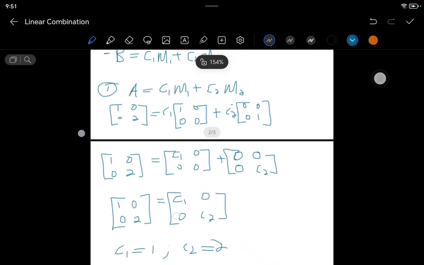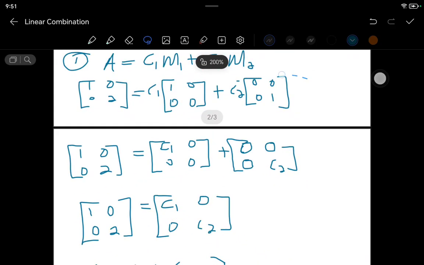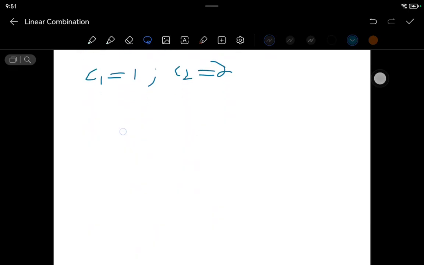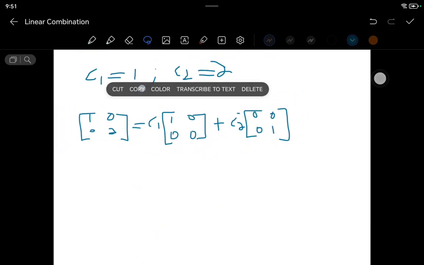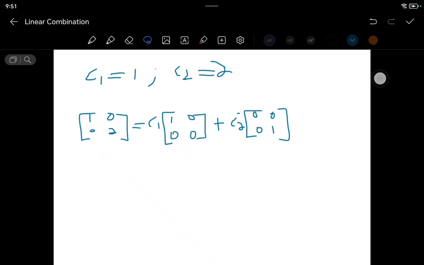Now, after getting this, I need to verify. I'm going to take this, plug it in and see if what I got is correct. So I'm going to come here and plug this in. We need to verify if what we got is correct.